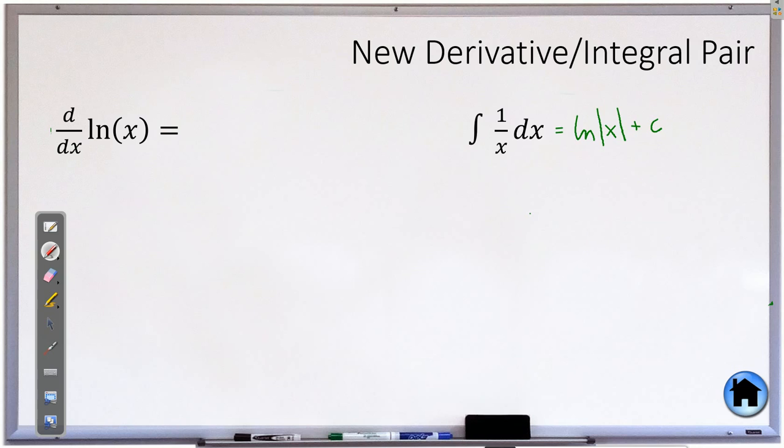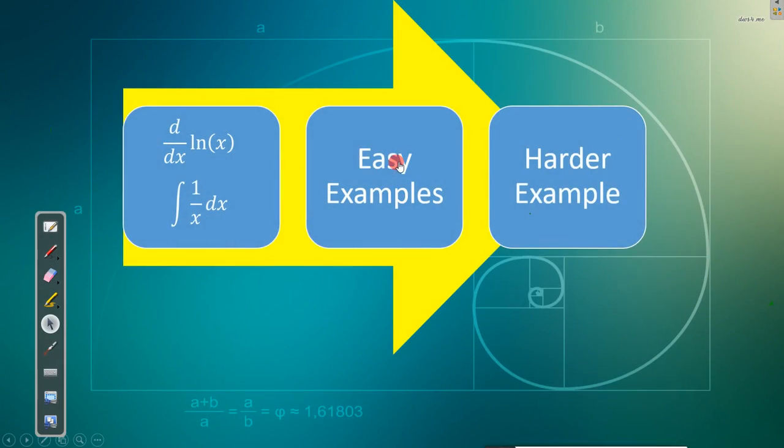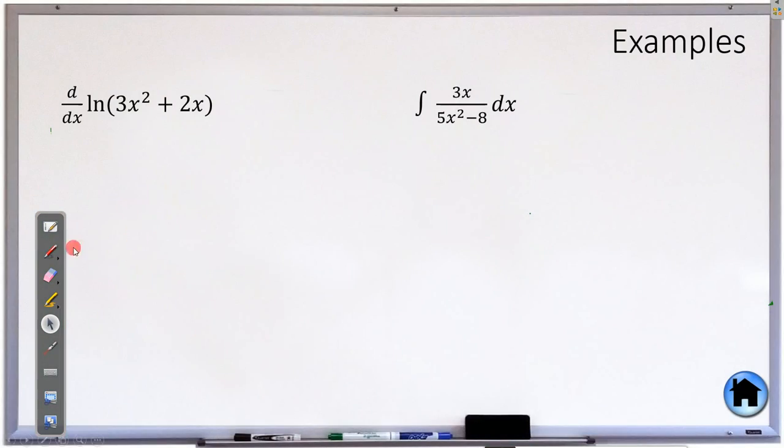And because these always come in pairs, if I know an antiderivative, I also know a derivative. So the derivative of the natural log of x is equal to 1 over x. There. So now that we have a new pair, we should be able to do a few more algebraic problems using them. So that is what we are going to take a look at real quick. We'll do some easy ones and then one slightly harder one.